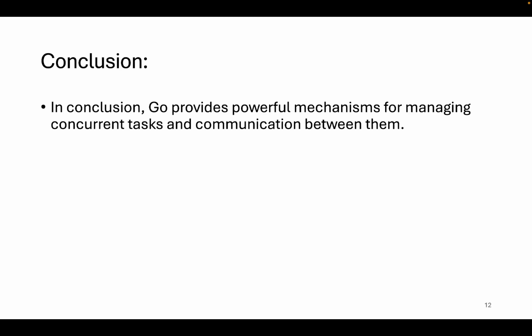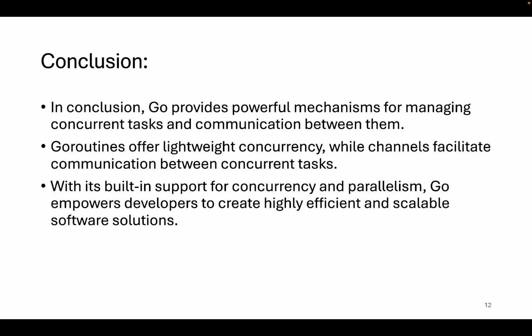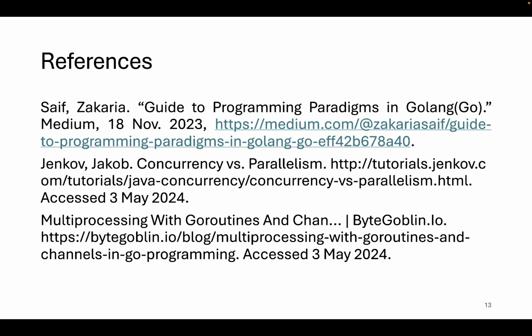So, conclusion. In conclusion, Go provides a powerful mechanism for managing concurrent tasks and communication between them. Coroutines offer lightweight concurrency, while channels facilitate communication between concurrent tasks. With its built-in support for concurrency and parallelism, Go empowers developers to create highly efficient and scalable software solutions as well.